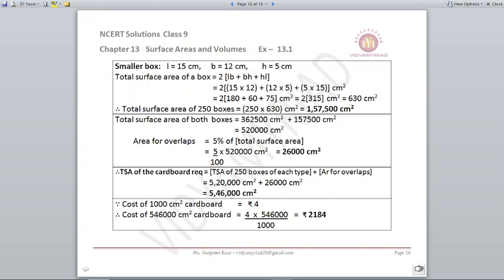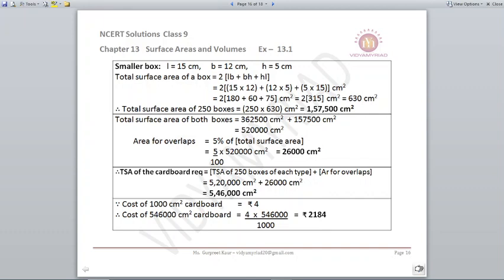Now what is the total of smaller and bigger? Let's do that. It comes to 520,000 centimeters square. We need 5% extra for overlapping. So it is 5 upon 100 of the TSA of both boxes. See, you can calculate separately also, 5% for smaller and 5% of bigger and then add them together. Or what I have done is I have added them together and then I am finding it.